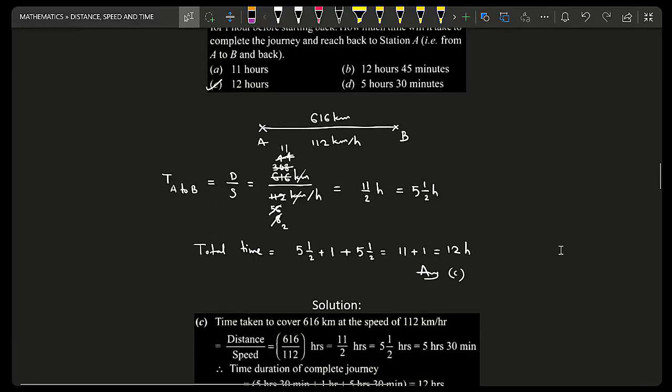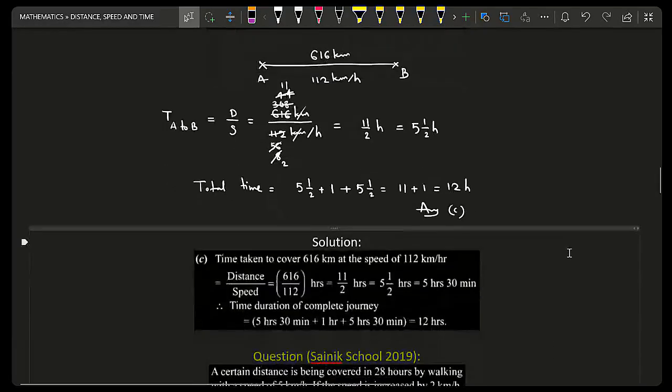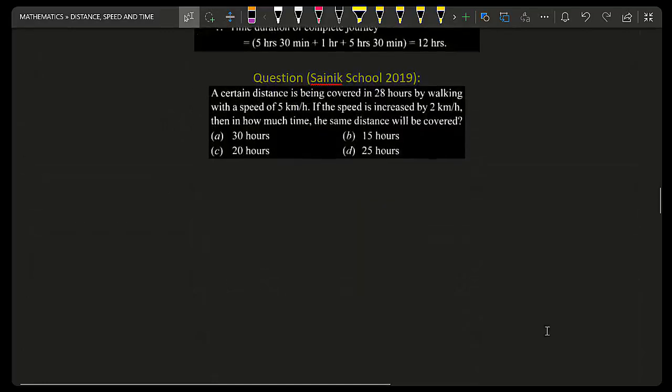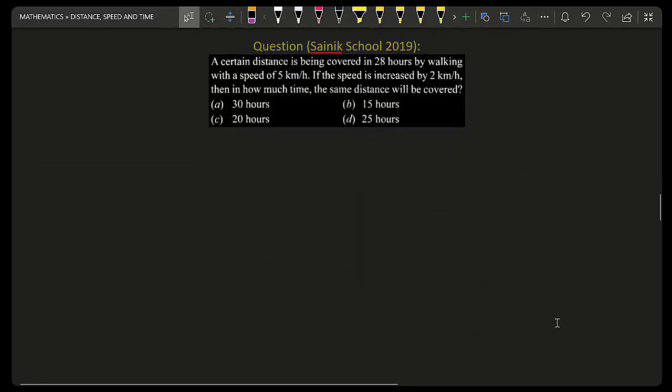So the same thing they used in the textile solution also, same as done here. And the next one, 2019 paper, you got this question. A certain distance is being covered in 28 hours by walking with a speed of 5 kilometers per hour. If the speed is increased by 2 kilometers per hour, then how much time will the same distance be covered in?